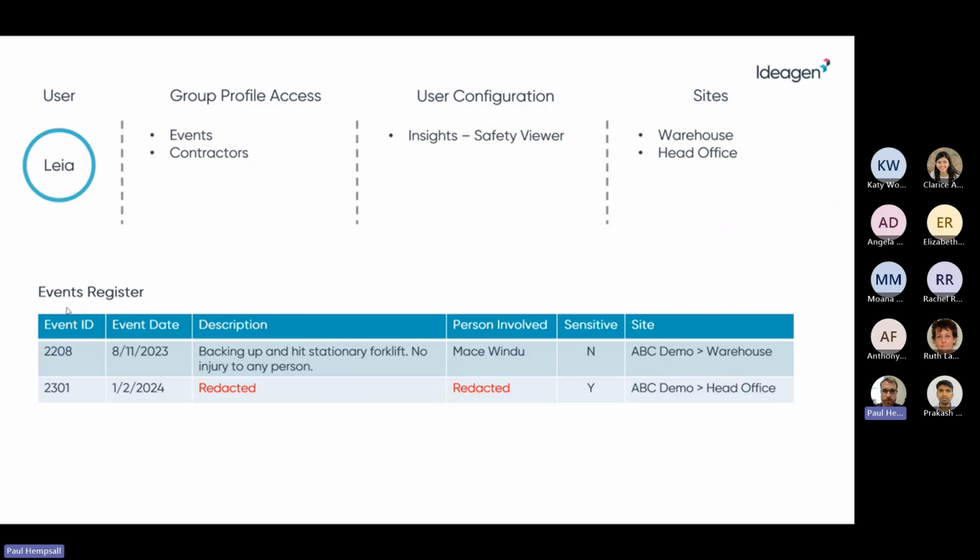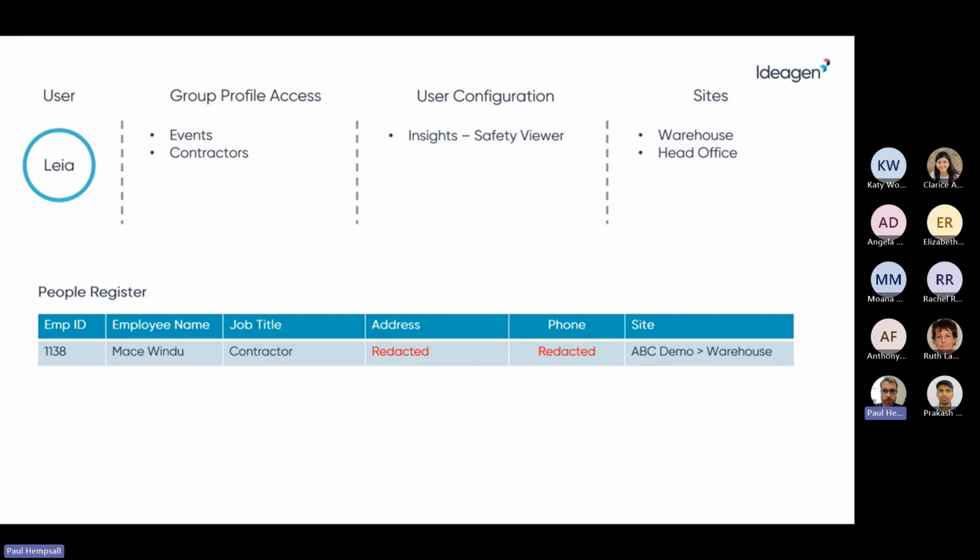So when we look at the events register here, it looks a little bit different for her compared to what Luke was able to see. So you can see here her access to the events is restricted to warehouse and head office only. And for the sensitive events, it's always going to be redacted for her because she can't be assigned to a sensitive event.